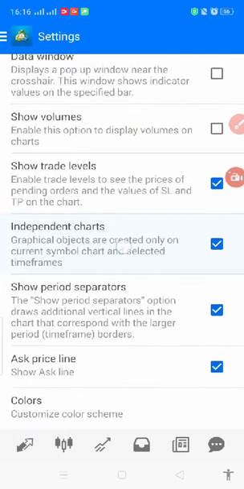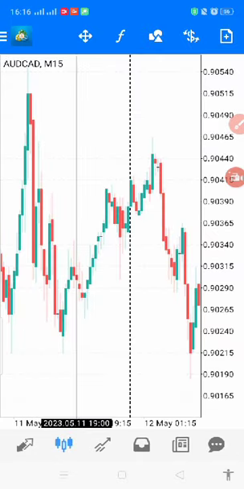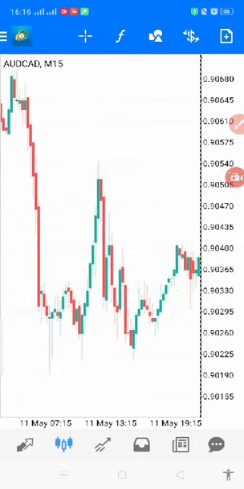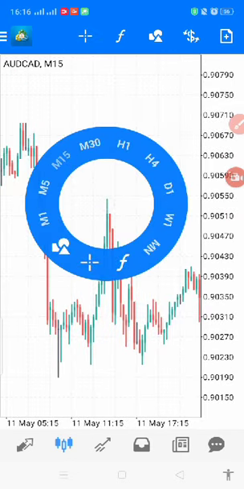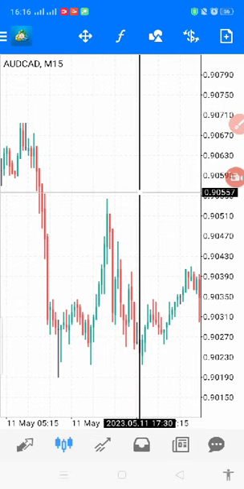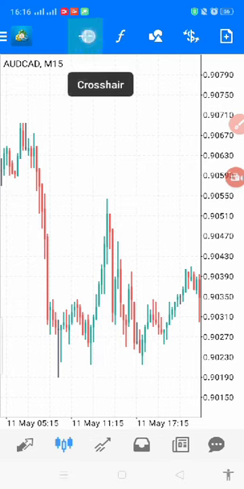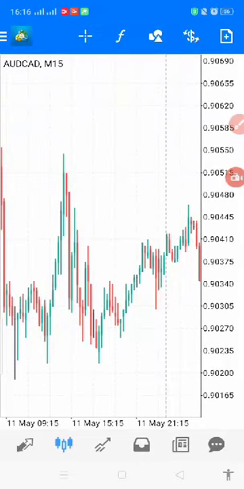Now, independent charts: graphic objects are created only on the current symbol's chart and selected time frames. What it means is this: if I go to this particular chart, this is where you can turn this on and off. If you want to remove it, you can remove it from here, this top here. Okay, now I was talking about independent charts.